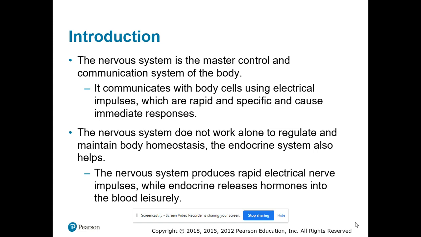Now, the nervous system does not work alone to regulate body homeostasis. The endocrine system also helps communicate, but it does it in a slightly different way. Where the nervous system is generally fast and does it through nerve impulses, the endocrine system does this by releasing hormones, and it does it leisurely, in other words, slowly.